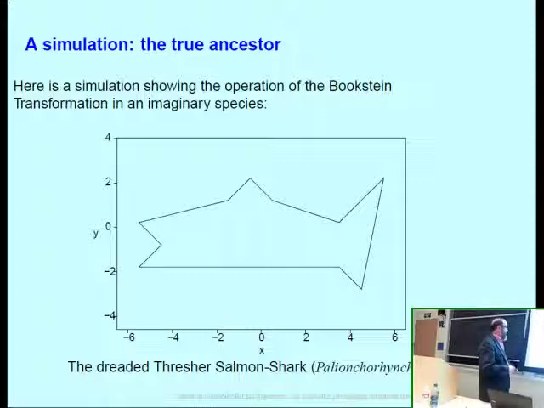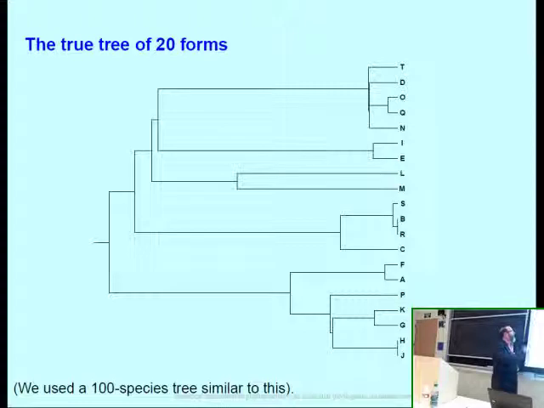Okay. So here is our organism, which is the dreaded thresher salmon shark, Paleoanchorhynchus, which I invented. And it's sort of a salmon-like thing with fins that stick up a lot. It happens to have 10 landmarks going around, and there is the ancestral dreaded thresher salmon shark. Here is a tree of 20 species, and we generated this tree, for those who care, by a pure birth process. So it's just lineages that split at random times until you get 20 of them, and you're about to do the 21st one, and then you stop. I think we actually, in the simulation, did a hundred species tree, something like this. So it's just a random tree with arbitrary species at the tips, and they've changed by a Brownian motion scheme.